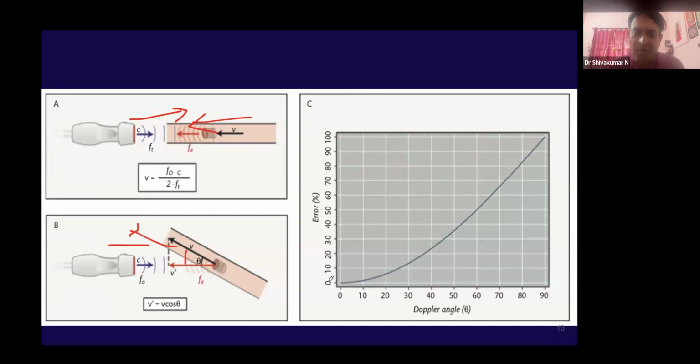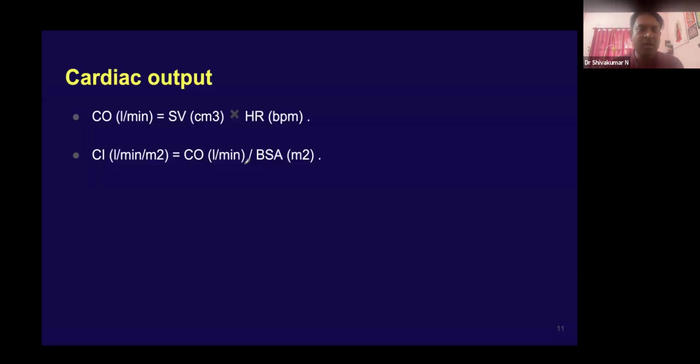Normally the Doppler angle should be 0. If the Doppler angle is 0, your error is going to be 0. But if your Doppler angle is significantly higher, like 50 to 60 degrees, you're going to have a significant error in the measurement of VTI. So keep in mind this important aspect: the direction of blood flow should be parallel to your Doppler beam. So we can calculate cardiac output from stroke volume. The stroke volume times the heart rate will give you the cardiac output, and from cardiac output, we can measure the cardiac index.